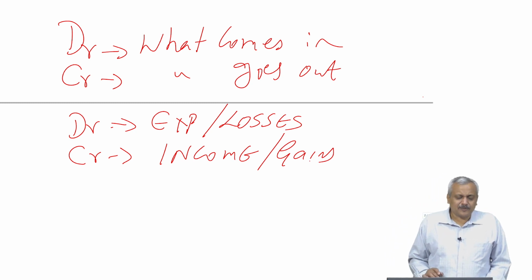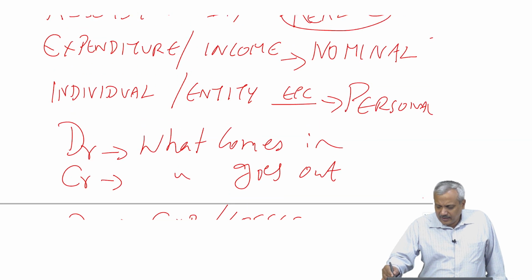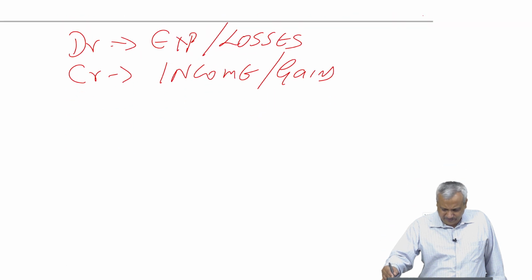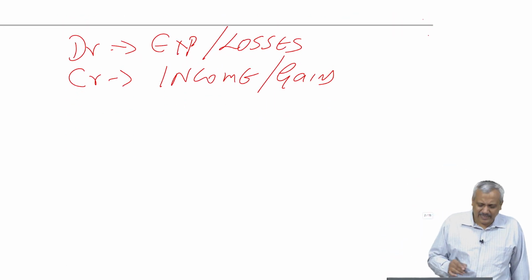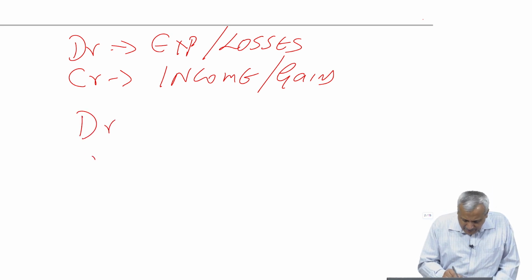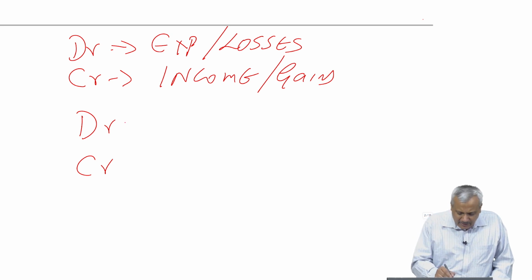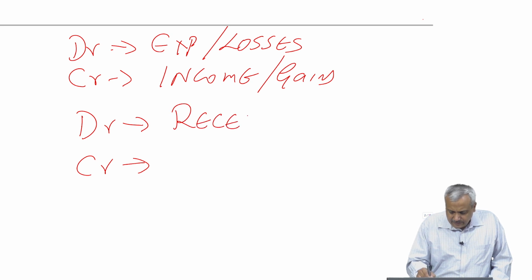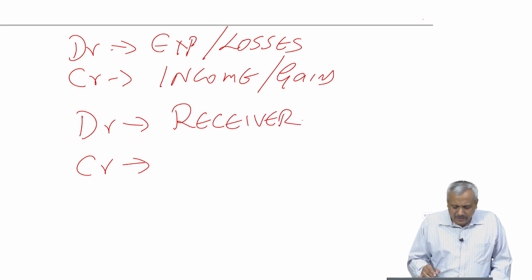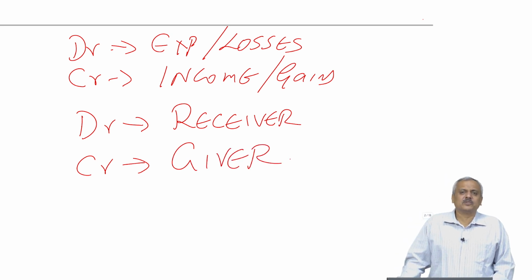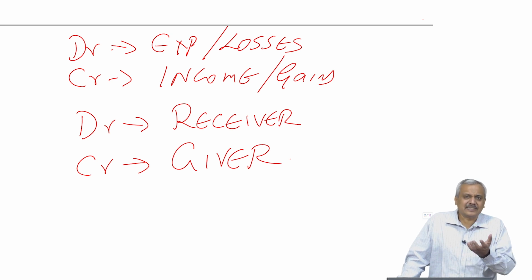The third basic aspect in recording a transaction is the personal account principle. It is related to an individual or an entity. Here we normally say debit the receiver, credit the giver. The person who is giving in the transaction is the giver: credit the giver and debit the receiver.